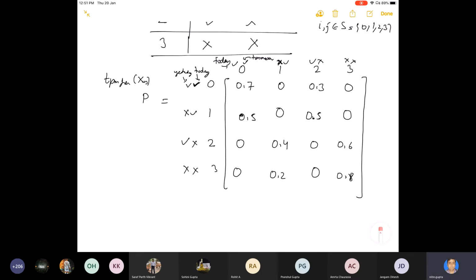So any question on this one? This is the TPM, transition probability matrix. No, sir, no questions. Okay.